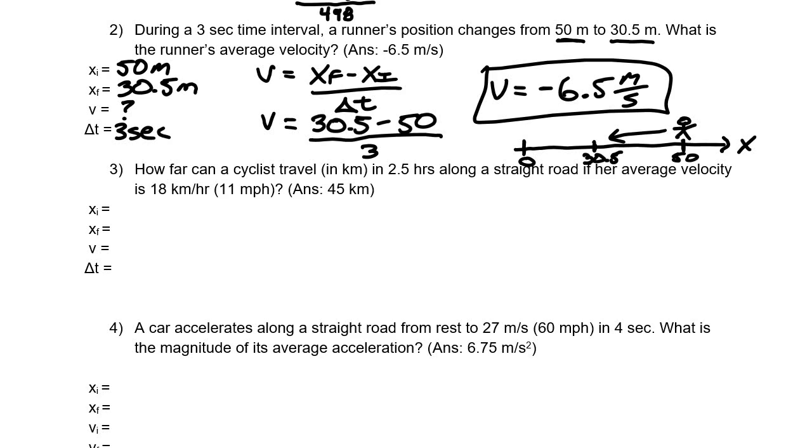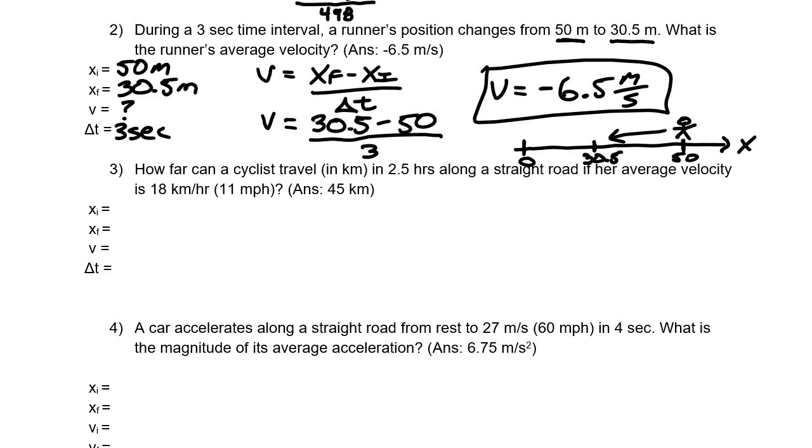For problem number 3, how far could a cyclist travel in kilometers in 2.5 hours along a straight road if her average velocity is 18 kilometers per hour? Keep in mind that 18 kilometers per hour is roughly 11 miles an hour. Okay, so let's think about this. Once again, let's read this again. How far can a cyclist travel in this much time along a straight road if her average velocity is this?